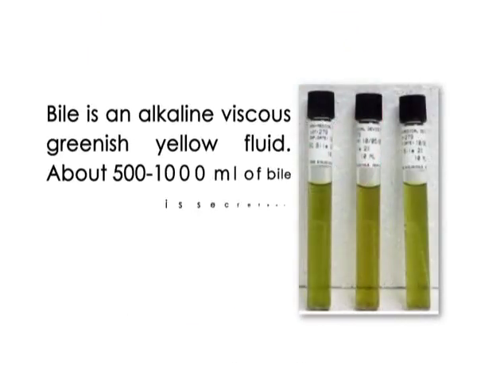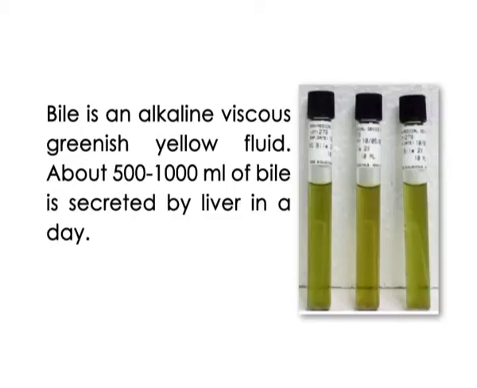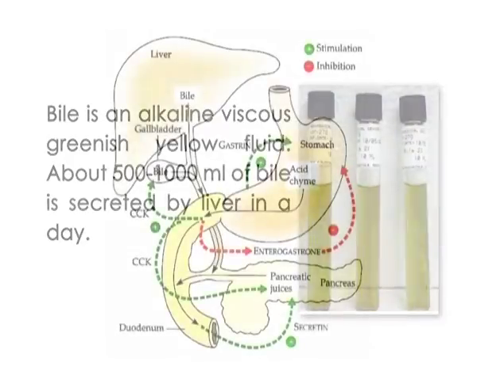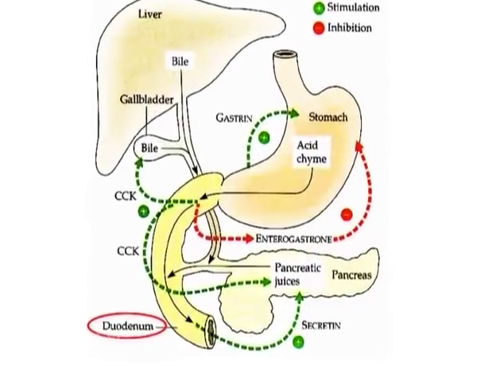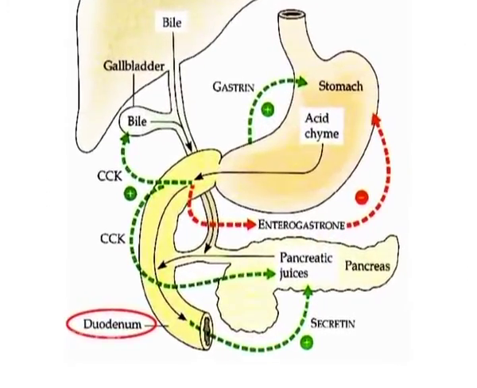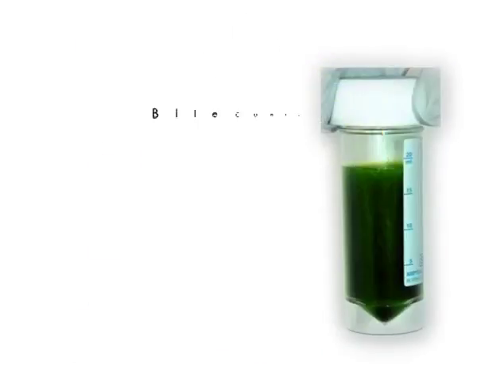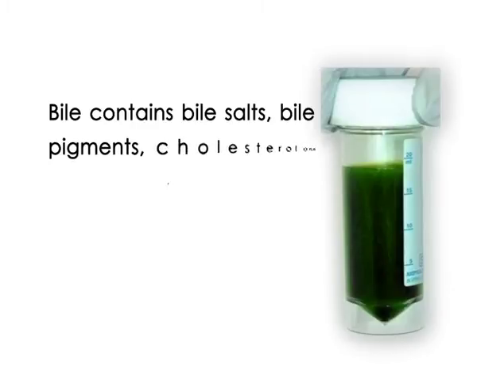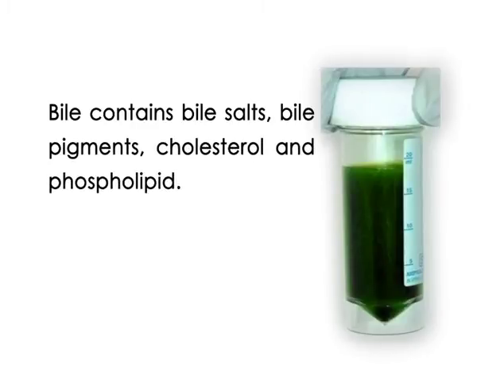Bile is an alkaline, viscous, greenish yellow fluid. About 500 to 1000 ml of bile is secreted by the liver in a day. It is released into the duodenum on cholecystokinin (CCK) stimulation. Bile contains bile salts, bile pigments, cholesterol, and phospholipid.